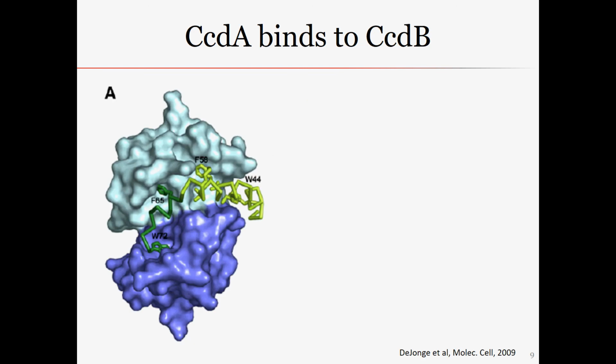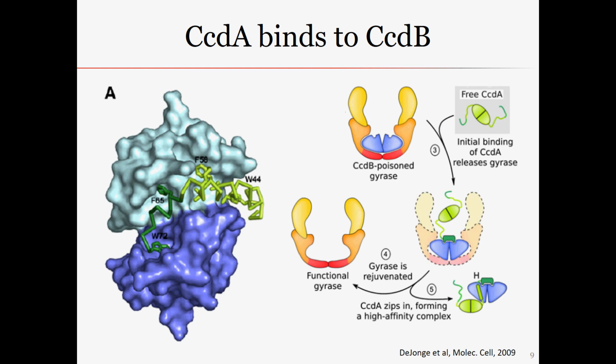The CcdA antitoxin works by binding very tightly to CcdB. The CcdA interaction domain is shown here in green, and the CcdB dimer in shades of blue. Although small, CcdA is able to change the conformation of CcdB to prevent its interaction with gyrase. This interaction is so strong that CcdA can also remove CcdB that is already bound to gyrase.